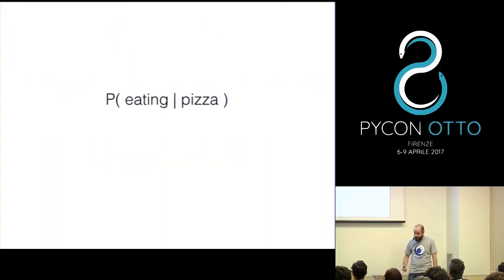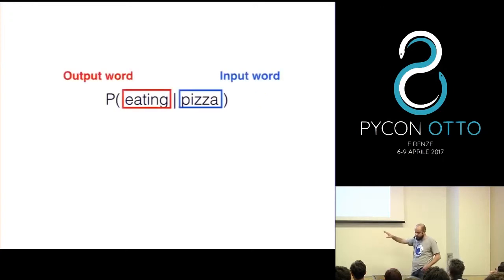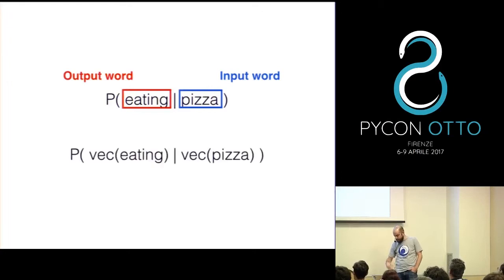I mentioned these probabilities, this conditional probability of a context given a focus word, and we haven't defined the probability yet, so there are some question marks here. What's going on with the probability? Now, to generalize, we call the focus word also input word, and the context word the output word. We want the probabilities to be dependent on the vectors, so we can redefine the probabilities in this way.